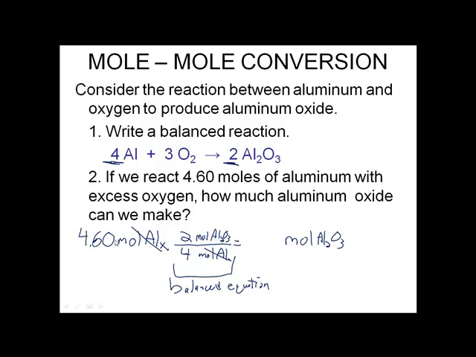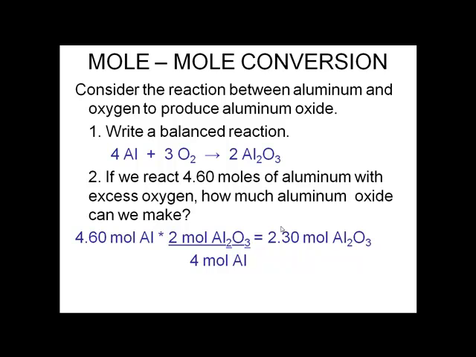Hopefully none of you have grabbed your calculator. 4.6 times 2 over 4, that's half of 4.6. Hopefully we recognize that. 2.3 or 2.30 moles of aluminum oxide. So what we're saying here, in our conversion factor, is that for every 2 moles of aluminum oxide formed, we need 4 moles of aluminum to start with. So here we're starting with 4.6 moles of aluminum times the 2 over 4, units canceling out. Again, we get our conversion factor from the balanced equation, and we'll be left with 2.3 moles of aluminum oxide.